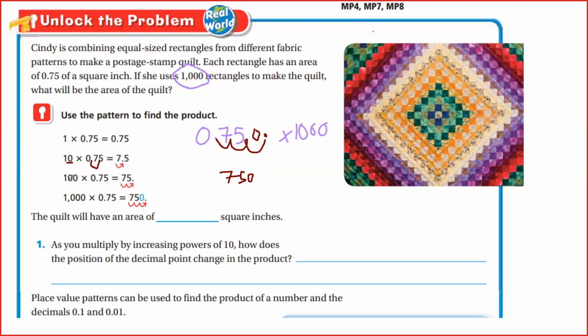Now, when you multiply by 100, you're going to move the decimal point how many digits? 2 times. 1, 2. So the decimal point will stop here. So it's going to be 75. When you multiply by 1,000, how many zeros do we have? We have 3. So 1, 2, and there's another one here, I will add a 0. So it's going to be 750. So what is the area here? 750. Bravo. 750 square inches.